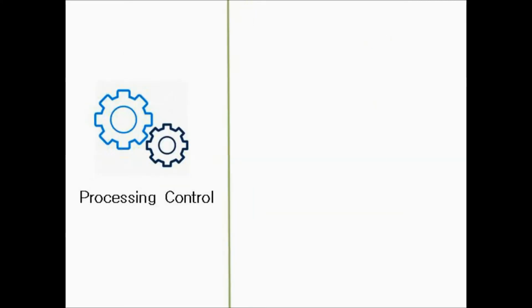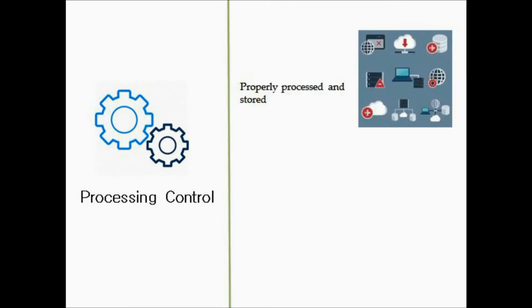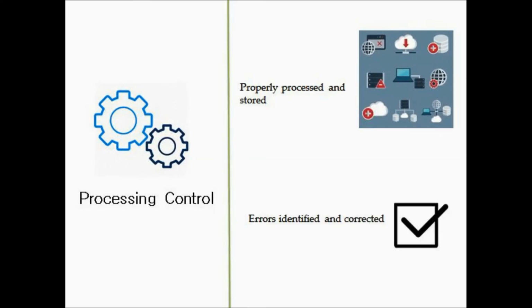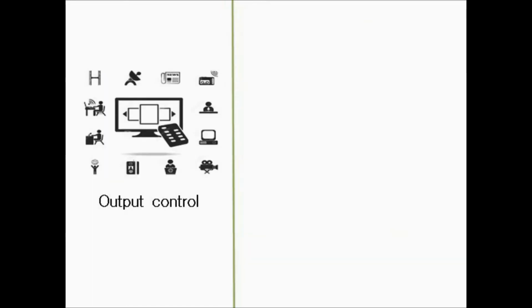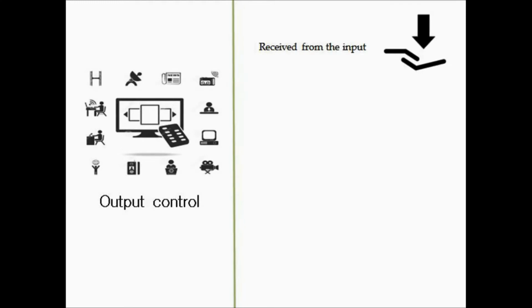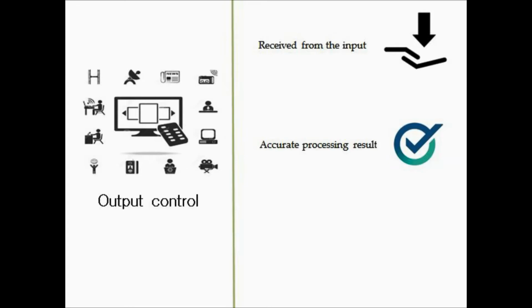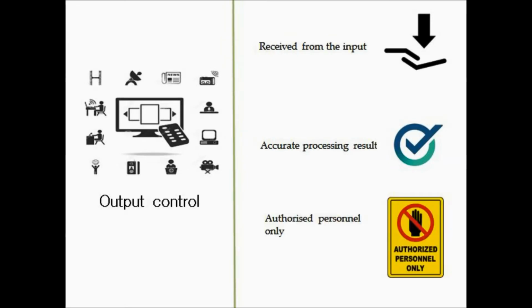Processing control. It is to ensure that all transactions keyed in are processed by the computer and data files are properly stored. Besides that, the existence of this control is to make sure all processing errors are identified and corrected on a timely basis. Last is control over output. This control is designed to provide reasonable assurance that the output is received from the input. It is important to ensure the results of processing are accurate and that the output is provided to appropriate authorized personnel on a timely basis.